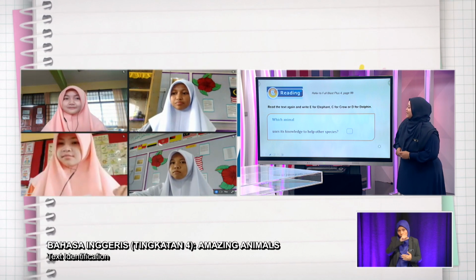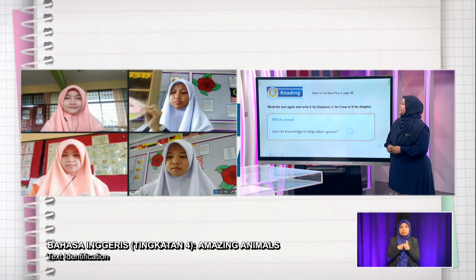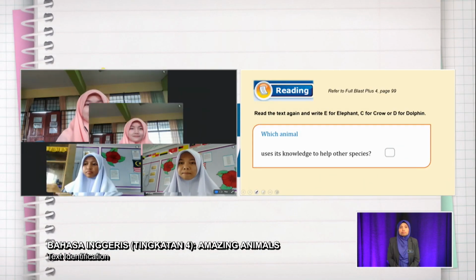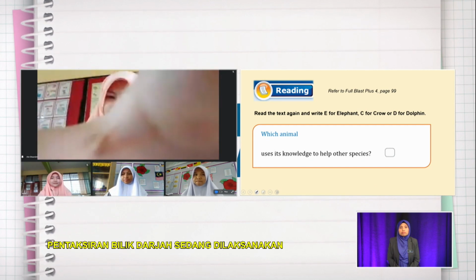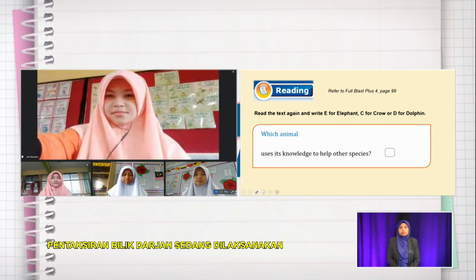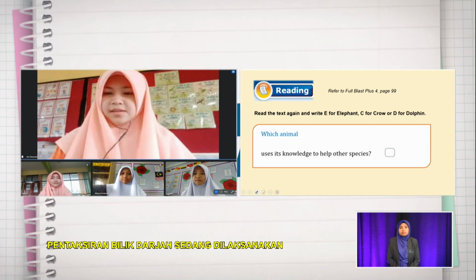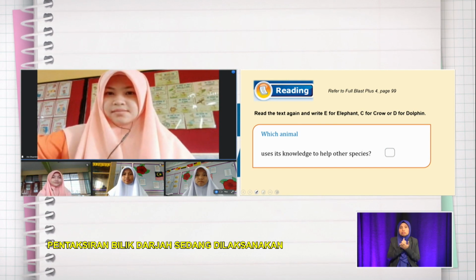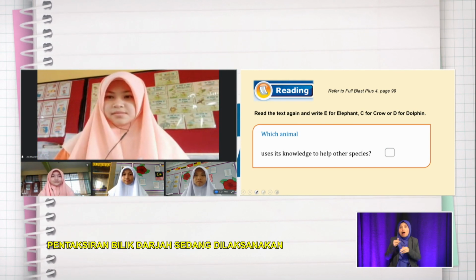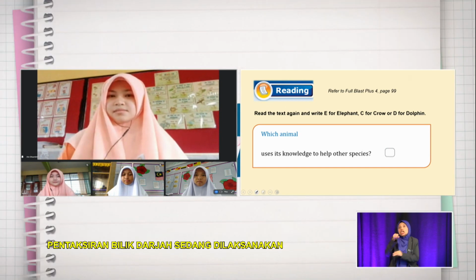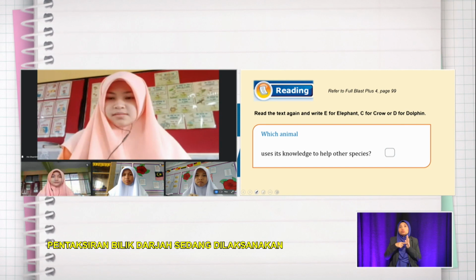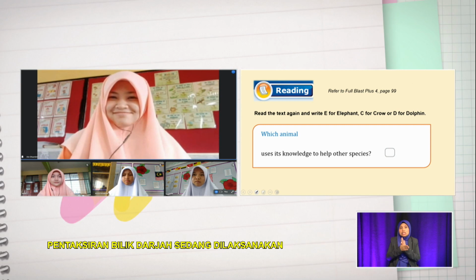Yes, teacher, let's go. All right, so for the first question, can I have a volunteer to help me read the question? Shamimi. Which animal uses its knowledge to help other species? All right. So from this question, can you please help me to identify the keywords first? Keywords are the most obvious words or the glaring ones to help you further understand the question later. So where is the keyword? Knowledge.